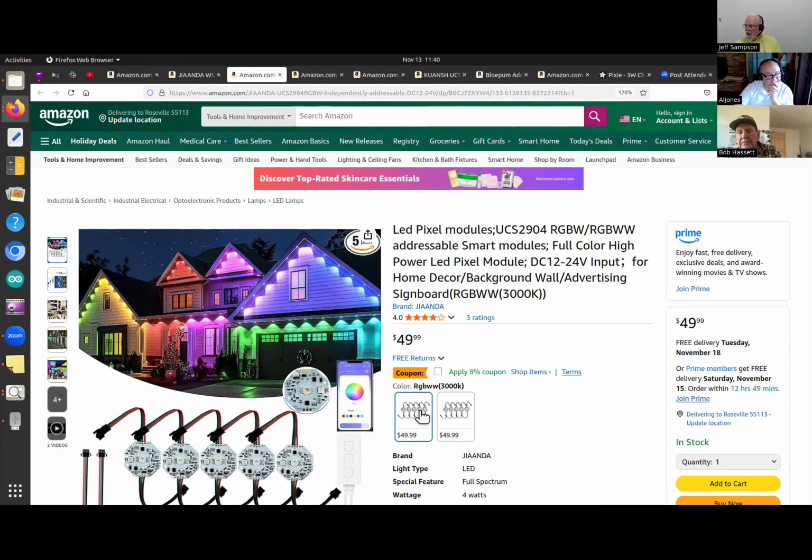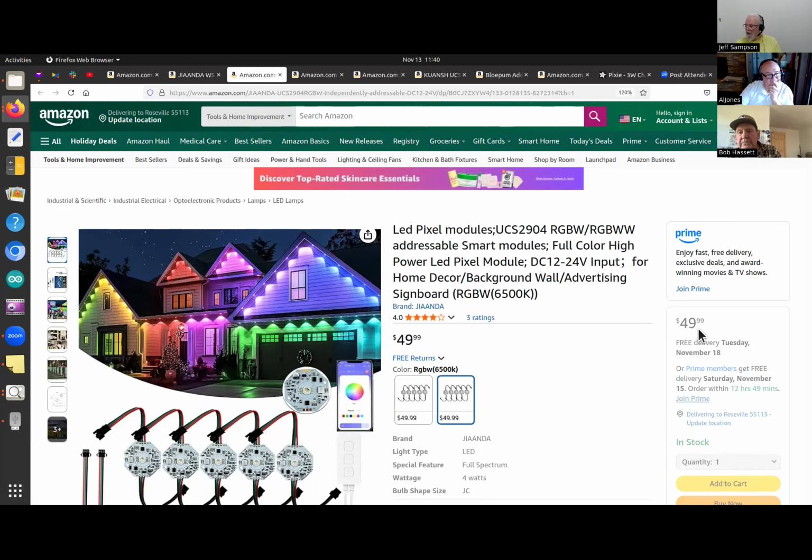So again, by picking and choosing here, I think they're all the same price. Let's see. Yeah. Whichever color you get, there's still 5 for $50. So they're $10 a piece. And then just moving on here.